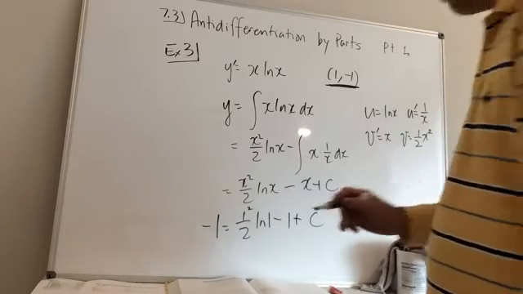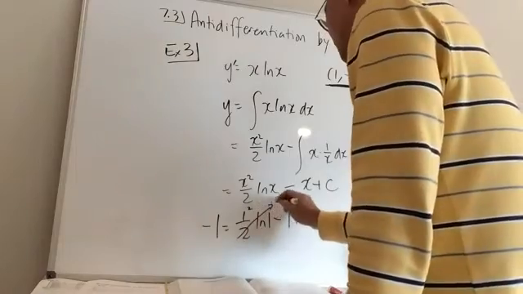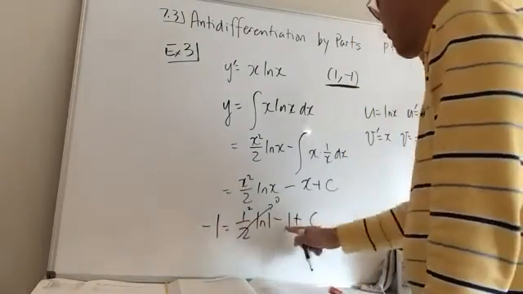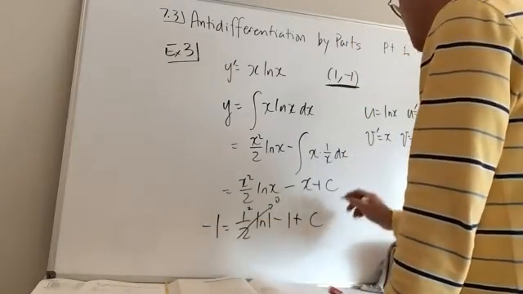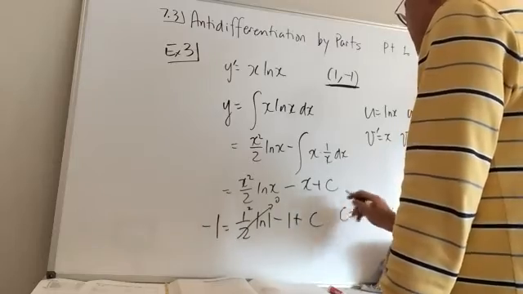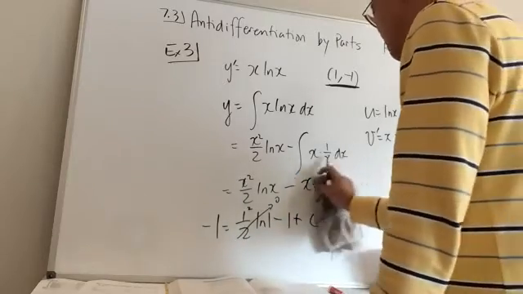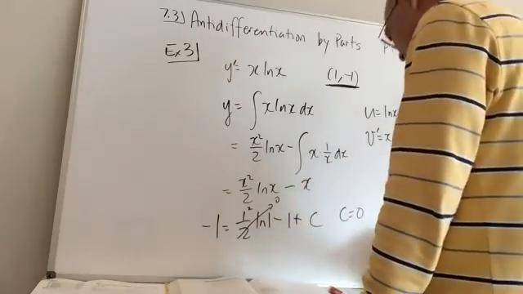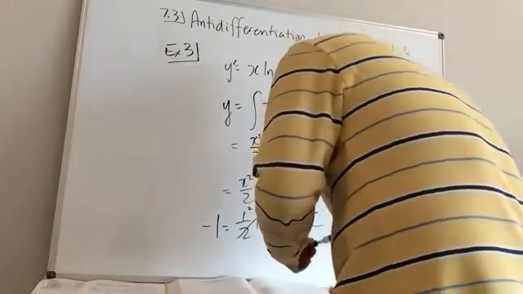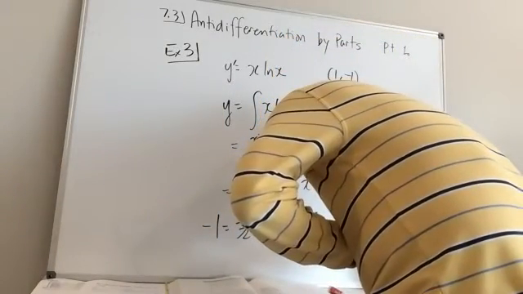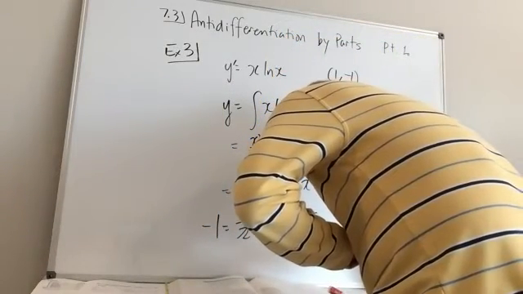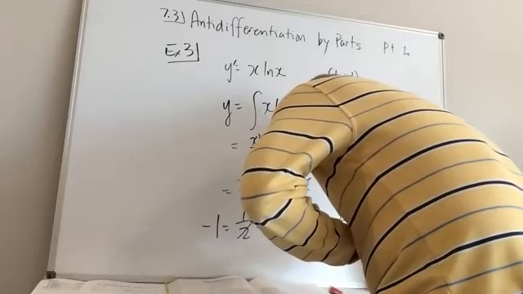So this guy goes to 0, -1, -1. So c is going to be equal to 0. So I know that c is equal to 0, so my answer is going to be this guy right here. Okay? Seems as though this is not correct. I did something wrong. What did I do wrong here?